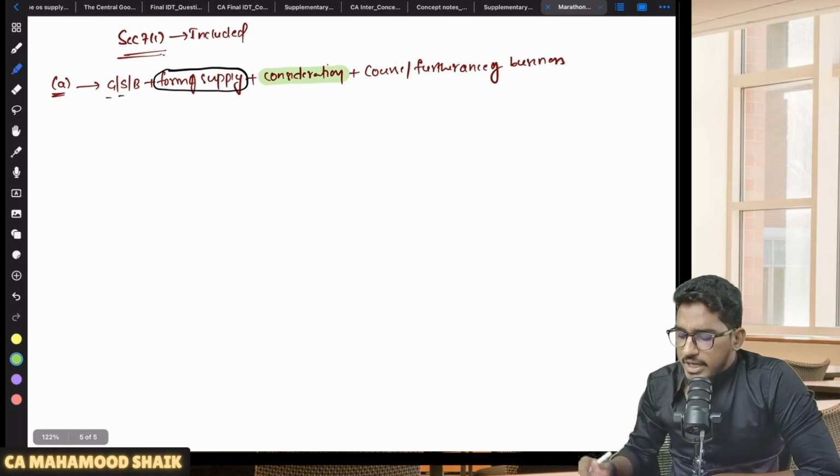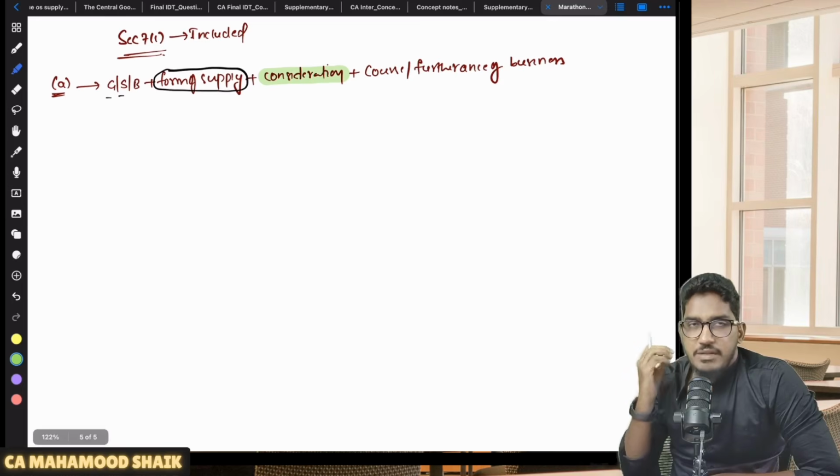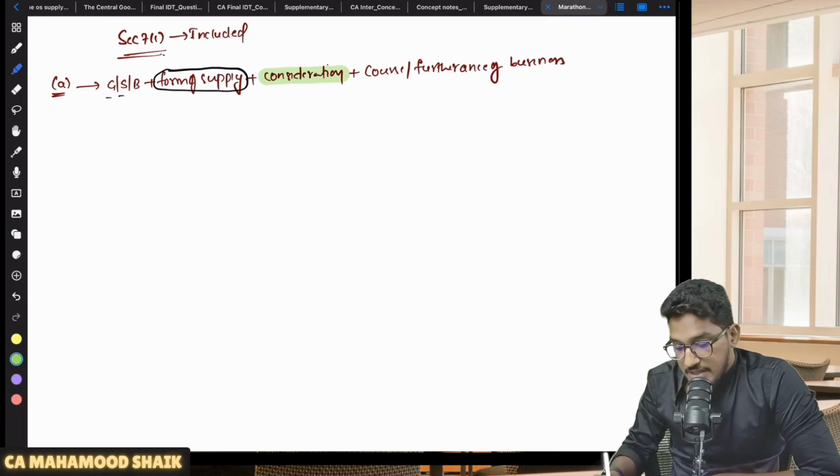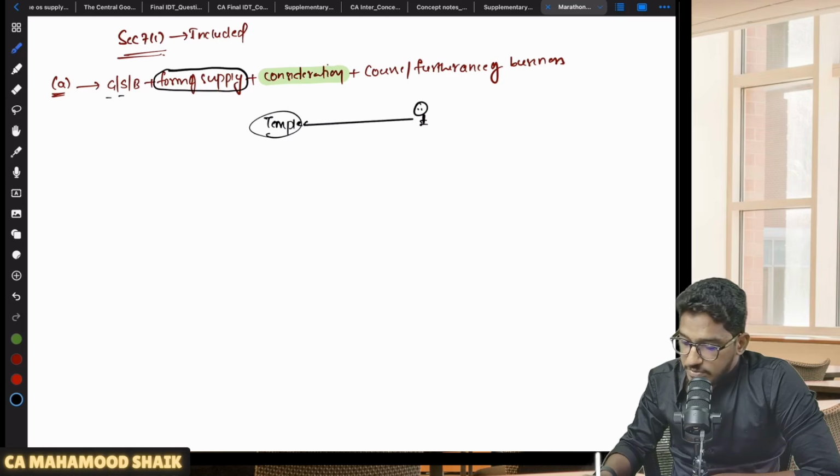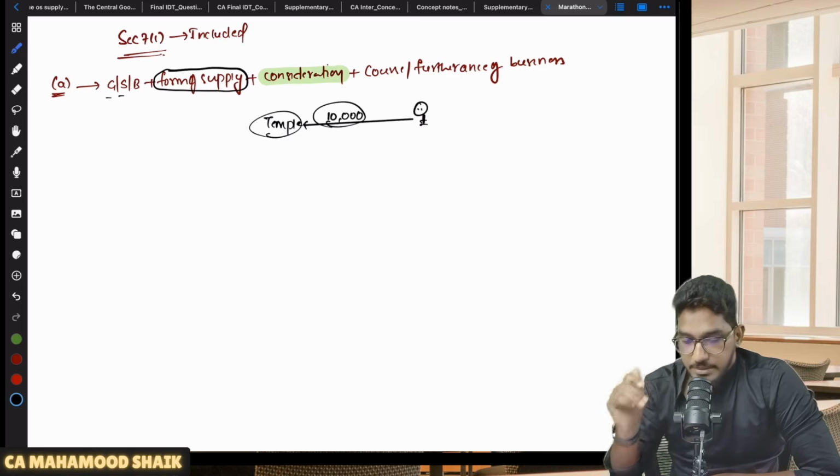Now, let us try to observe from the consideration perspective. Let me give you a few circulars here. See, there will be charitable institutions, no? Let us say, for example, one temple is there. A charitable and religious institute. There is one donor. He gave some 10,000 rupees of donation to that temple. So, the temple is receiving 10,000 rupees of donation.